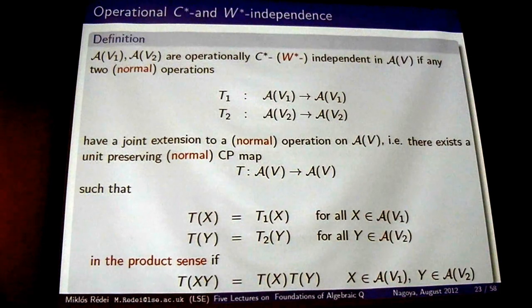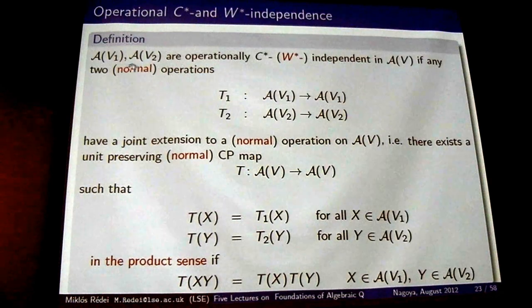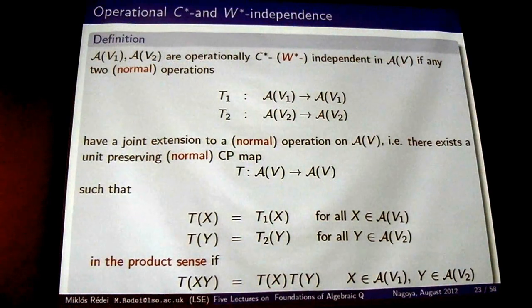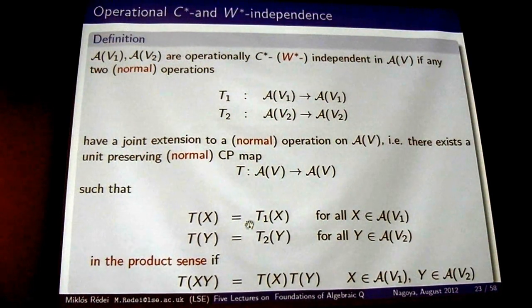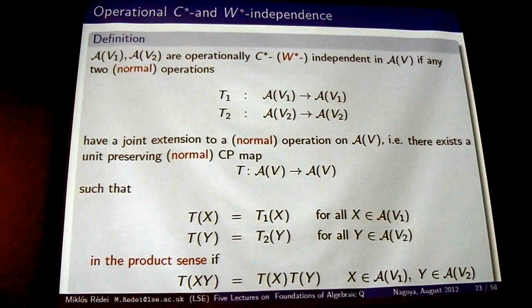Okay. Now I come to the issue of operational C star and W star independence. This slide contains four definitions. The first definition is that two local algebras are operationally C star independent in a larger algebra associated with the bounded space region if any two operations, not necessarily normal, in the first one have a joint extension to an operation of the larger algebra. They are called W star independent if any two normal operations have an extension to a normal operation of the larger algebra.